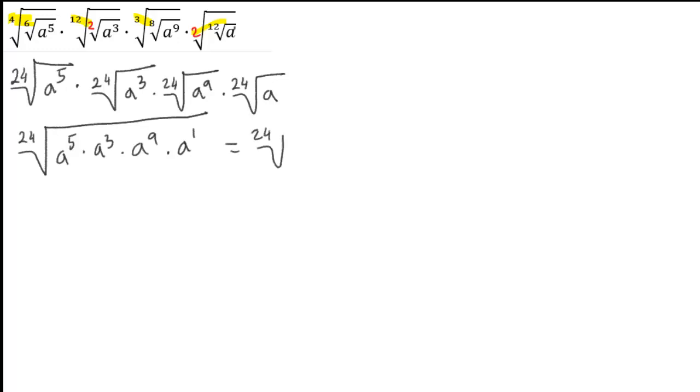So it's the 24th root of, and then we have the same base here, a, and it's all multiplication, so all we need to do is add exponents. So that would be a to the power of 5 plus 3 plus 9 plus 1. 5 plus 3 is 8. 8 plus 9 is 17, plus 1 is 18. So that'd be the 24th root of a to the power of 18.